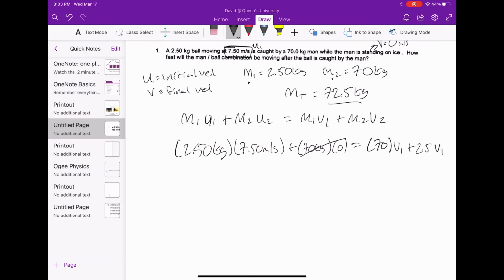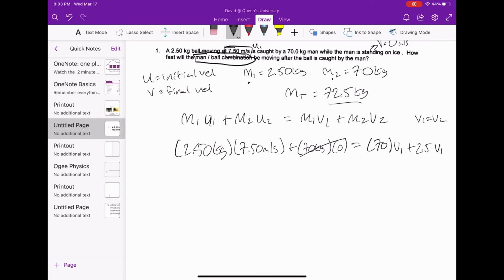The reason why I'm writing v1 here is that we actually know that v1 equals v2 as it's the man and ball combination. So these items, the man and the ball, are going to be moving at the same speed once the collision takes place, or once the man catches the ball. So v1 equals v2, we're going to replace v2 with the v1 here.